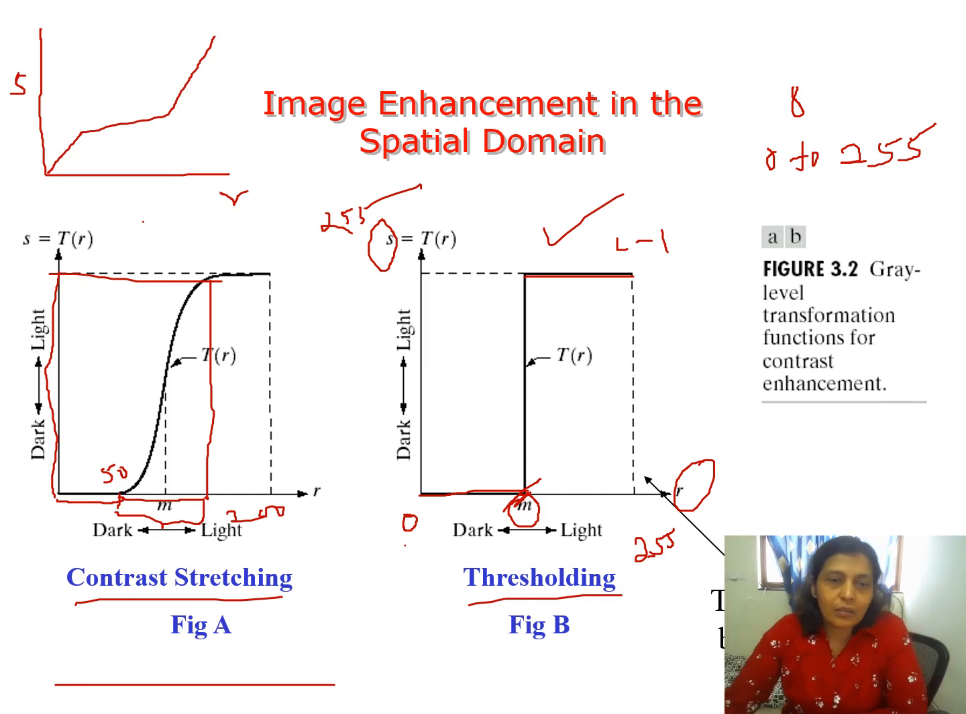Linear contrast stretching means there will be a continuous slope, and this here is piecewise contrast stretching. So we are going to have different slopes at different points. There will be a different transformation function for this segment and this segment. In linear contrast stretching you can have a constant slope like this.